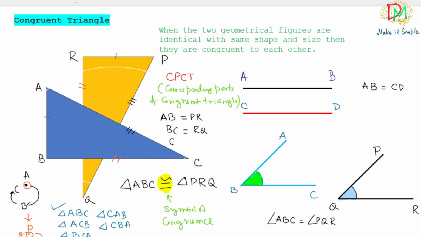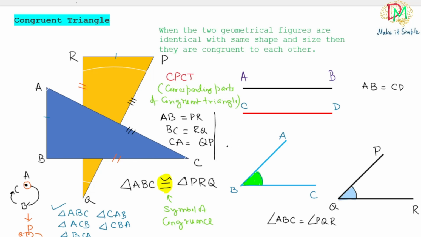Next is CA. If we write CA, we must follow the orientation here also. You can write as QP. Now we verify it, QP. So it is CA equal to QP. Clear? Done.